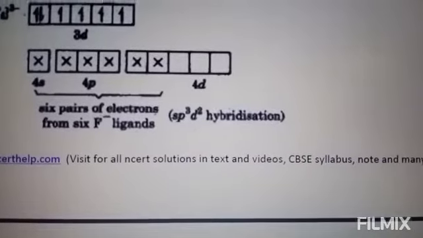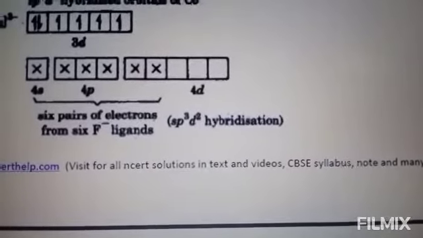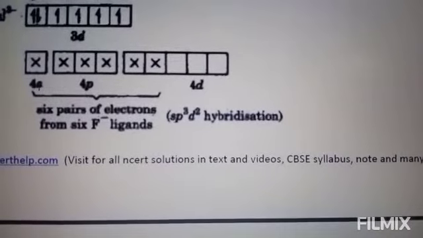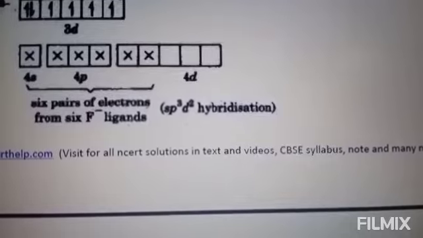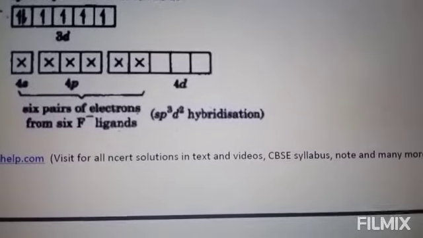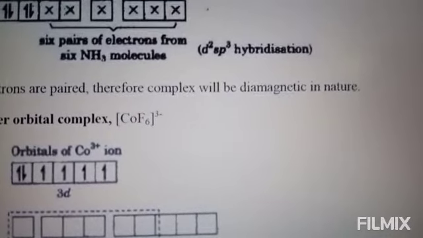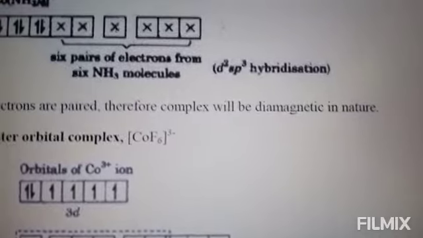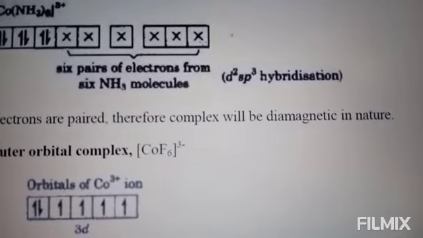In these 6 orbitals, 2 electrons from each ammonia will sit all together in the 4s, 4p, and 3d orbitals. Clear? So like this we have this one. Like this, ammonia will be here, ammonia will be here, ammonia will be here, and ammonia will be here, ammonia will be here, ammonia will be here.